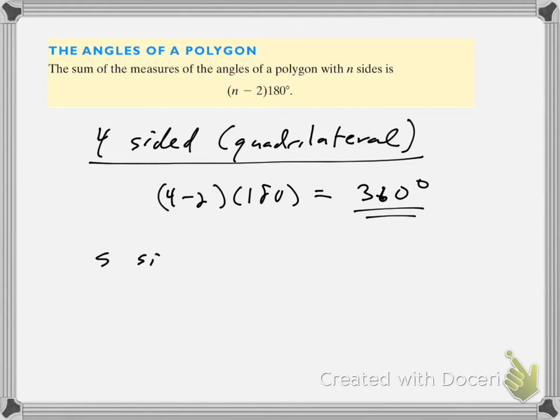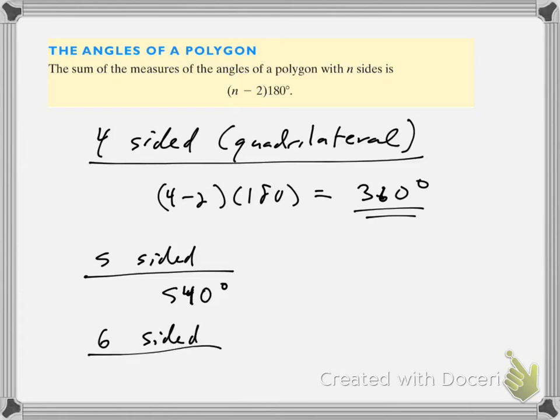Five-sided, we already figured out just a minute ago, would be 540, and then of course we're just going to add 180 each time. For six-sided, if I add 180 to that, I get 720 degrees, and so on and so forth. Okay? Let's do some problems. We have all the data we need to do some problems.